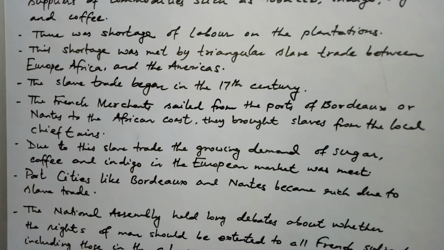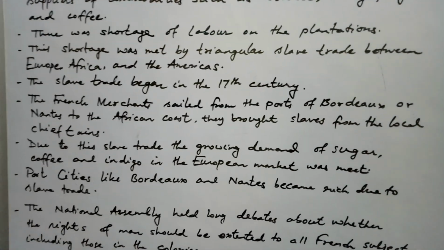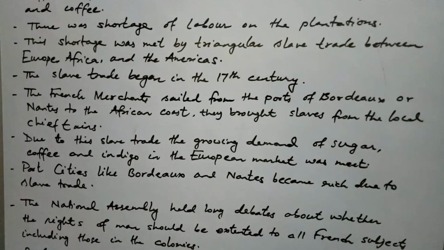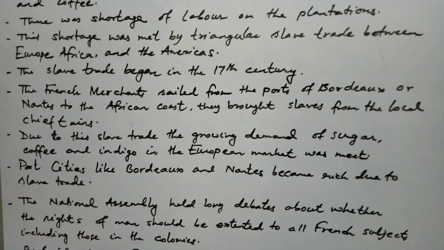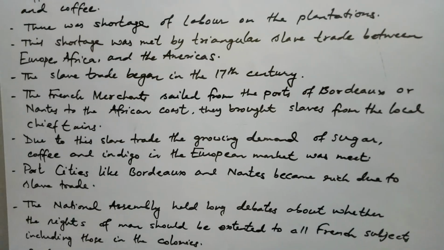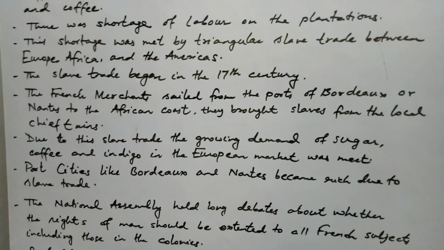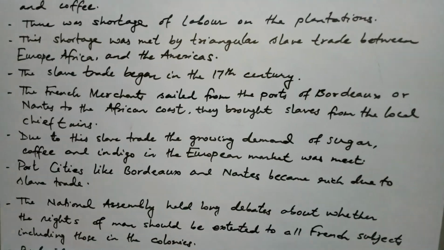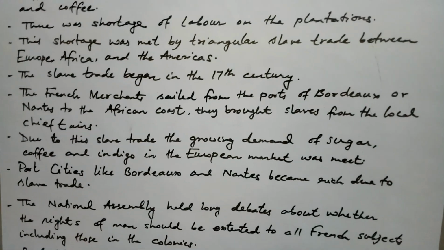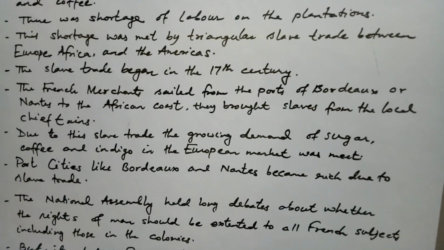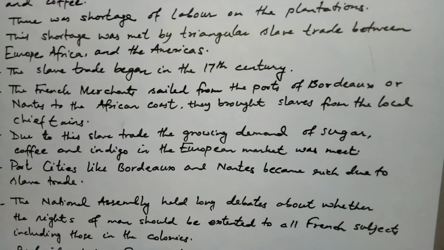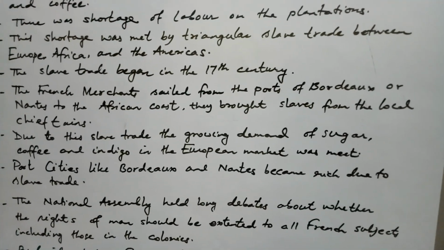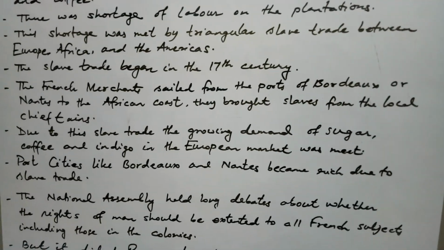Due to this slave trade, the growing demand of sugar, coffee and indigo in the European market was met. There was a huge demand for sugar, tea and coffee, and this was met by the slave trade. The slave trade provided workers to work in the plantations. And the two ports that we have studied, Bordeaux and Nantes, became rich due to this slave trade.